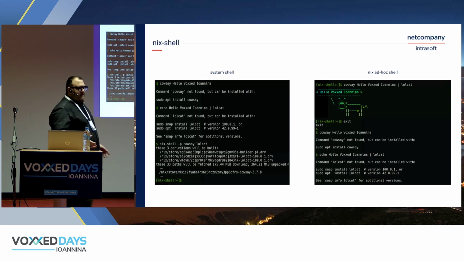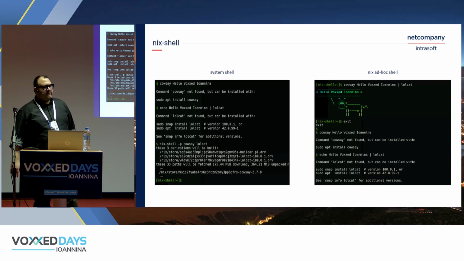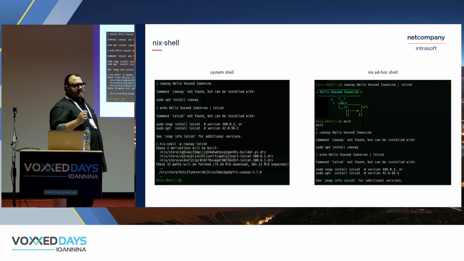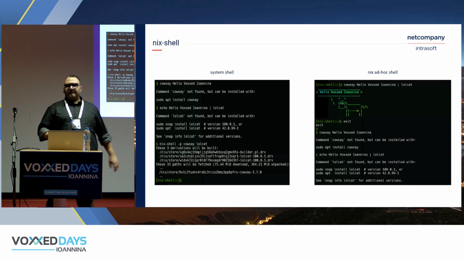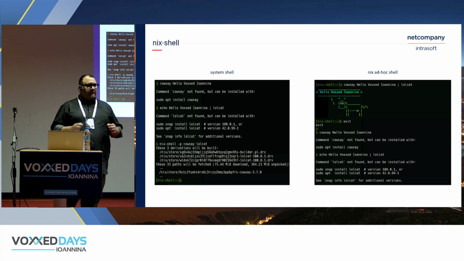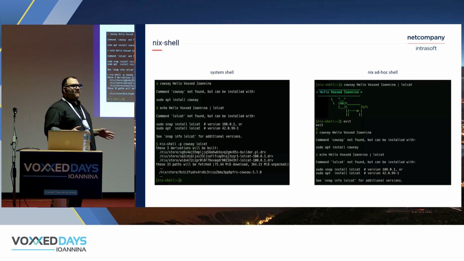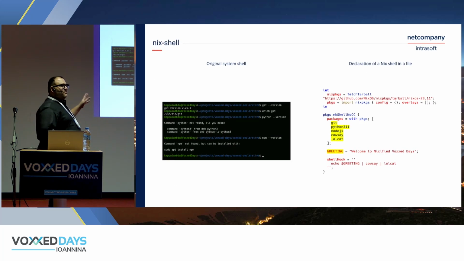We are on a system shell, and we want to use cowsay to say, hello, Voxxed Ioannina. But we cannot, we don't have it installed. So as you can see, it fails. With a simple command, nix-shell -p cowsay lolcat, we can have instantly, after it downloads and builds those derivations, a nix shell, and then in this nix shell we can say, hello, Voxxed Ioannina, with cowsay and lolcat, and we have the cow greeting us. And once we exit from this shell, again, we don't have these packages instantly. So this was an ad hoc shell.